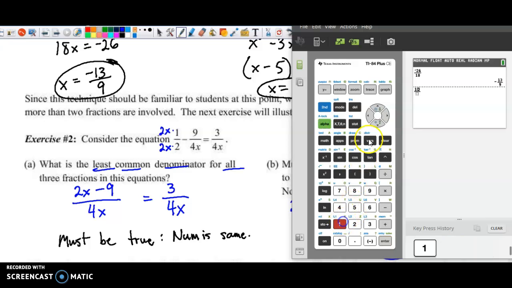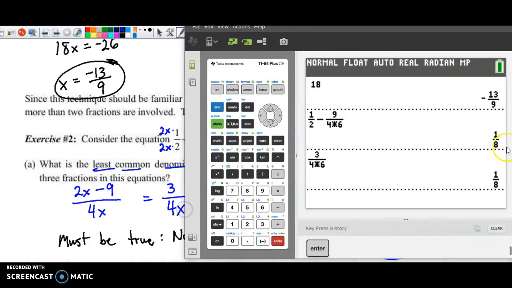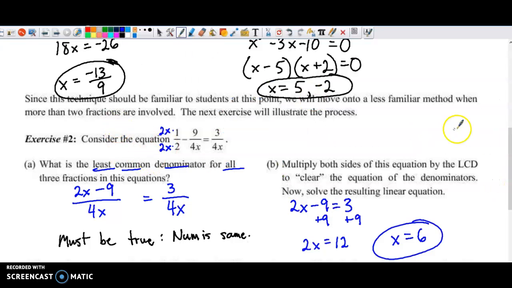alpha x 1/2 minus, didn't put that in the right spot. Because remember, this is math class. We can always check our work. 9 over 4 times 6, because x is 6. And then see if I get the same answer if I do 3 over 4 times 6. And look at that, we get the same answer. They both are 1/8, so it must be true that x equals 6 works.